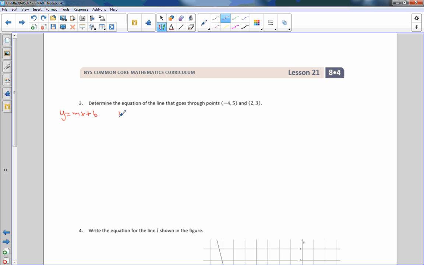That I do know, but I need to find m, and m is y2 minus y1 divided by x2 minus x1. This is x1, this is y1, this is x2, and this is y2. So I'm going to plug those values in. y2 is 3 minus y1, 5, divided by x2 is 2.